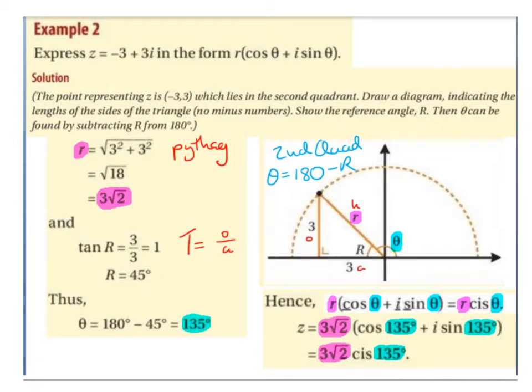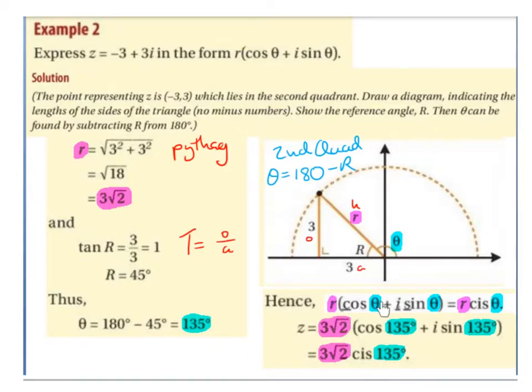Then we use TOA from SOHCAHTOA. So tan is equal to opposite over adjacent. The opposite is 3, the adjacent is 3. So tan of alpha, the reference angle, is 3 over 3, which is 1. So tan inverse of 1 is 45 degrees. So our reference angle is 45 degrees. So this angle here is 45 degrees. So this angle, theta, what we're looking for, is 180 minus 45 degrees, which is 135 degrees.